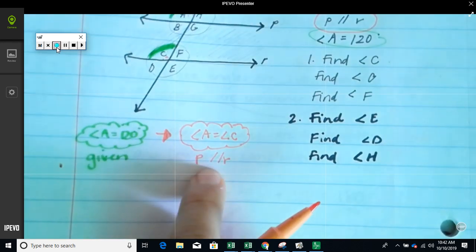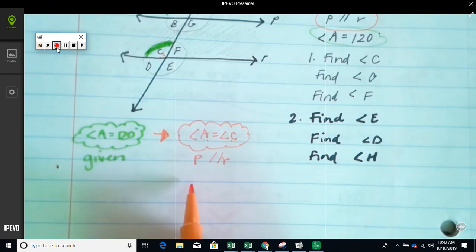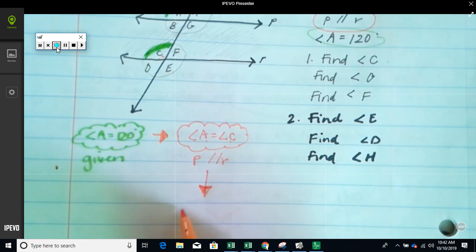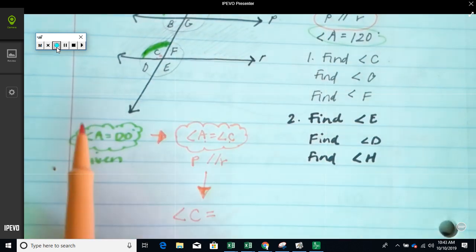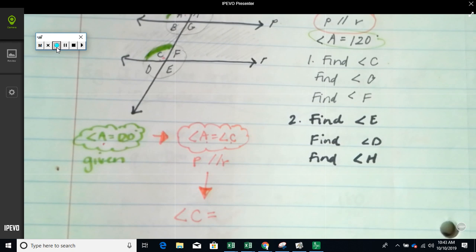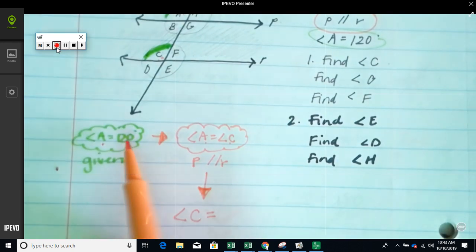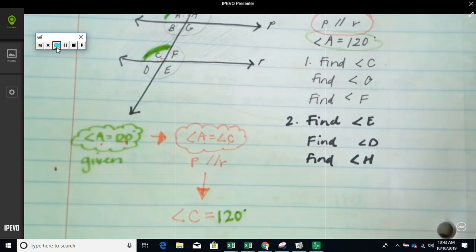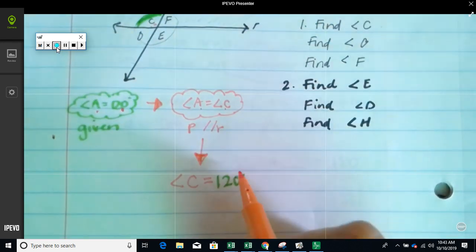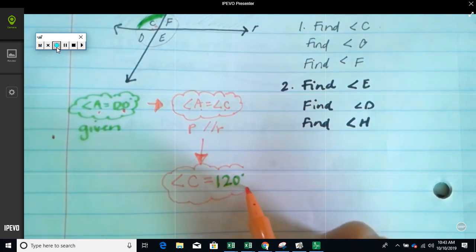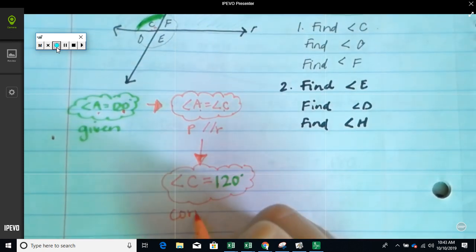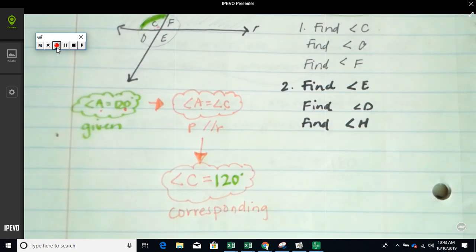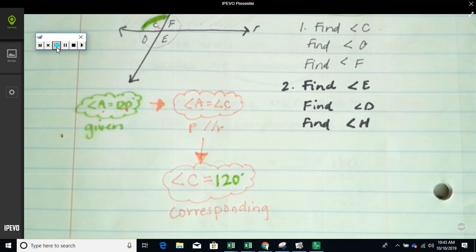When the lines are parallel, angle A and C are congruent, are equal, are the same. So because they're the same, angle C is also the same thing as A. A is how much? 120. So angle C is also 120. They're the same, and they're the same because they are corresponding angles. That would be your answer for letter C.